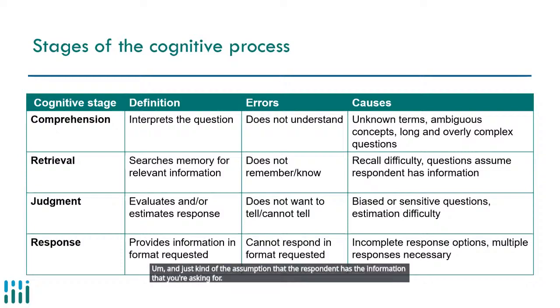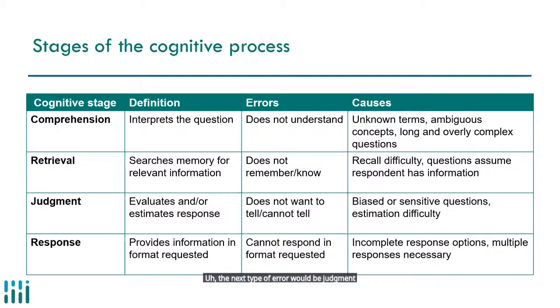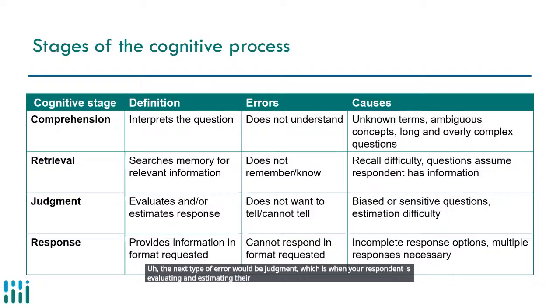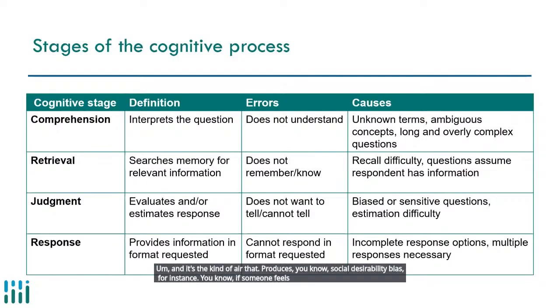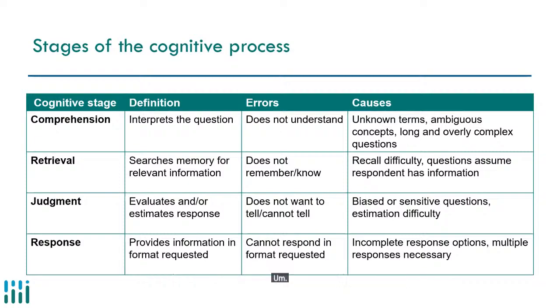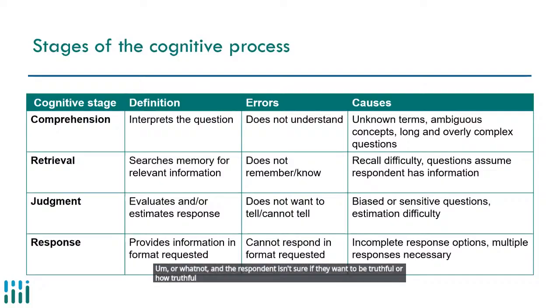The next type of error would be judgment, which is when your respondent is evaluating and estimating their response. And it's the kind of error that produces social desirability bias, for instance. If someone feels judged by a question, they might not want to give you the answer. Typically they happen when you're asking sensitive questions, or about a taboo, and the respondent isn't sure if they want to be truthful or how truthful they should be.